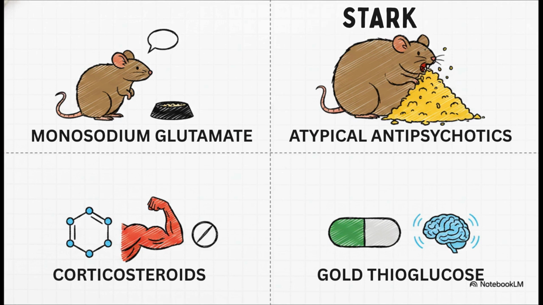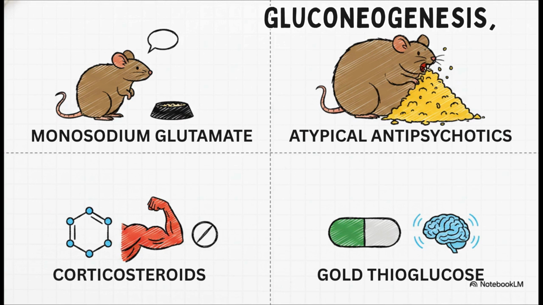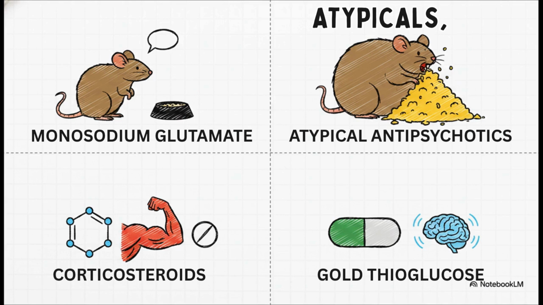Be sure to point out the stark contrast to your examiner. For example, MSG causes diabetes without polyphagia, meaning the animal isn't eating excessively. But gold thioglucose? That causes massive hyperphagia and severe obesity. For corticosteroids, they stimulate gluconeogenesis. And for the atypicals, just cite olanzapine at 10 milligrams per kilogram for 60 days.